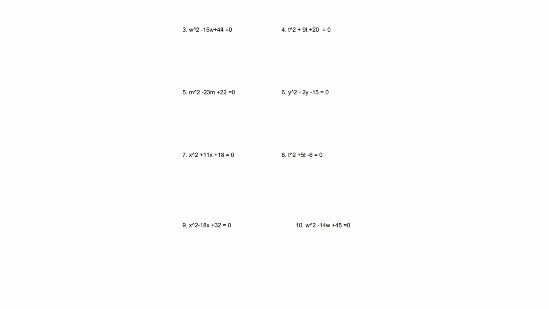For number 3 here, we need to find the factors of negative 44 that add up to negative 15. So the factors of that would be negative 44, negative 1, negative 22, negative 2, negative 11, and negative 4. If we look, negative 11 plus negative 4 is negative 15, so it becomes w minus 11 times w minus 4 equals 0. W minus 11 equals 0. W minus 4 equals 0. And this becomes w equals 11 and w equals 4.